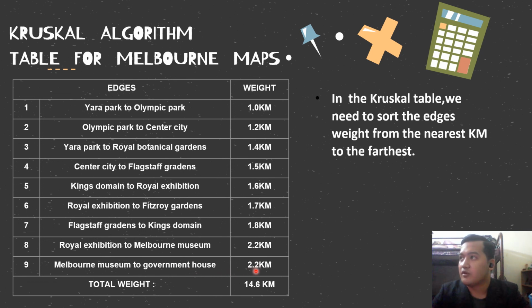From all these weights, we get a total weight of 14.6 kilometers. So that's how we calculate the Kruskal algorithm table for the Melbourne map. We need to start with the nearest kilometer to the farthest kilometer.